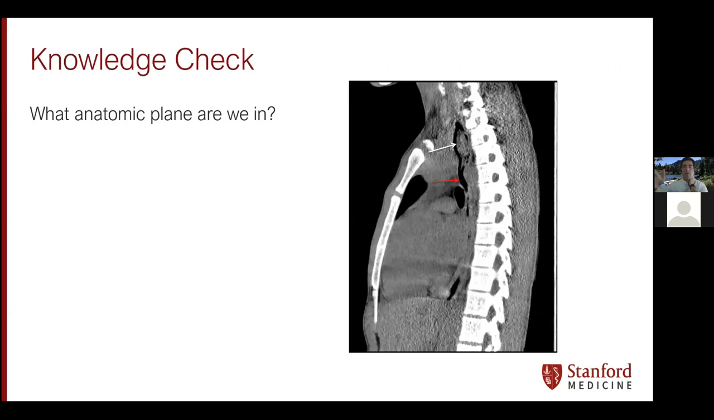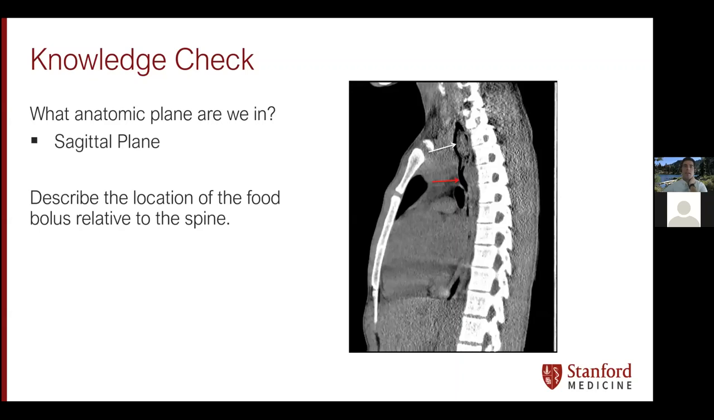So you cut straight down the middle. And so this is your sagittal plane. And then describe the location of the food bolus. I'm sorry, I should have mentioned this is a food bolus in the esophagus. So where is that relative to the spine? And remember that the spine is white stuff right here.